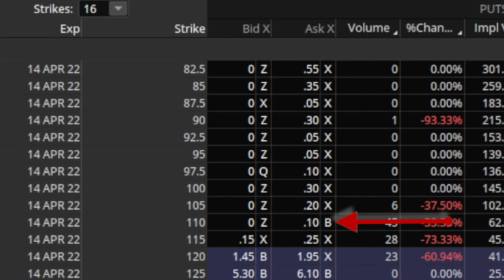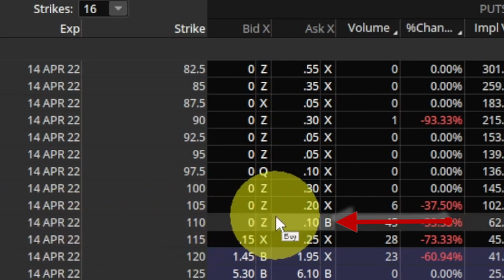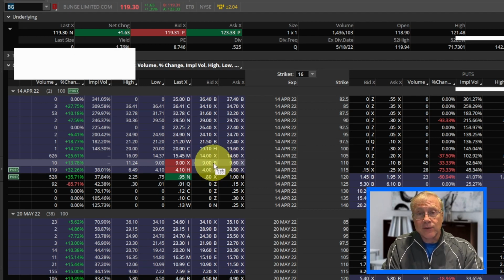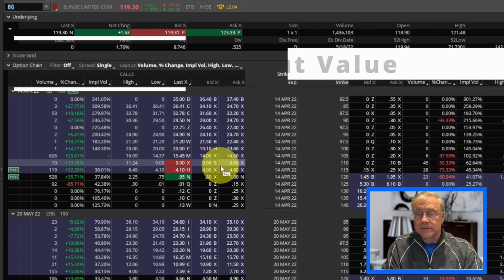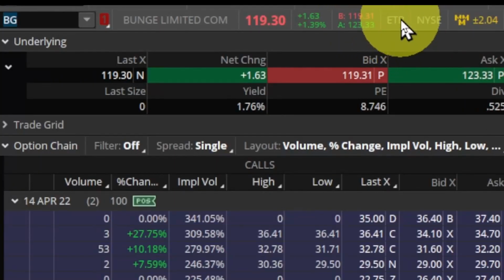An easier way to do this, most of the time it works unless there's a dividend, but most of the time you can look across to the 110 put, you can see it's 0 bid offered at 10. So it's trading basically at a nickel. That means that the call is worth the intrinsic value of 9 plus a nickel. So it's worth 9.05.